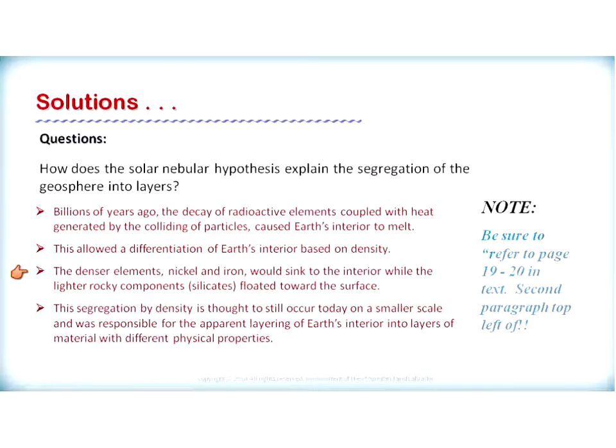The denser elements, such as nickel and iron, would sink to the interior, while the lighter rocky components, such as silicates, floated outward toward the surface. This separation was based on the density of the different materials. This segregation by density is thought to be still occurring today, but on a much smaller scale, and was responsible for the apparent layering of Earth's interior into layers of material with different physical properties. The solution to this question can also be seen by referring to pages 19 to 20 in the text on the second paragraph from the top.